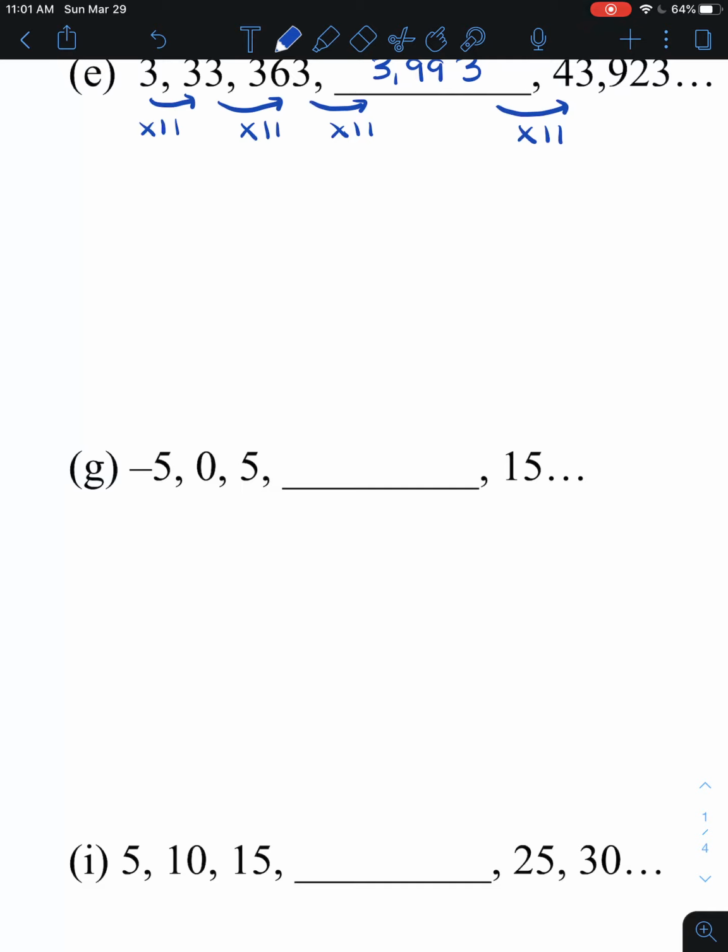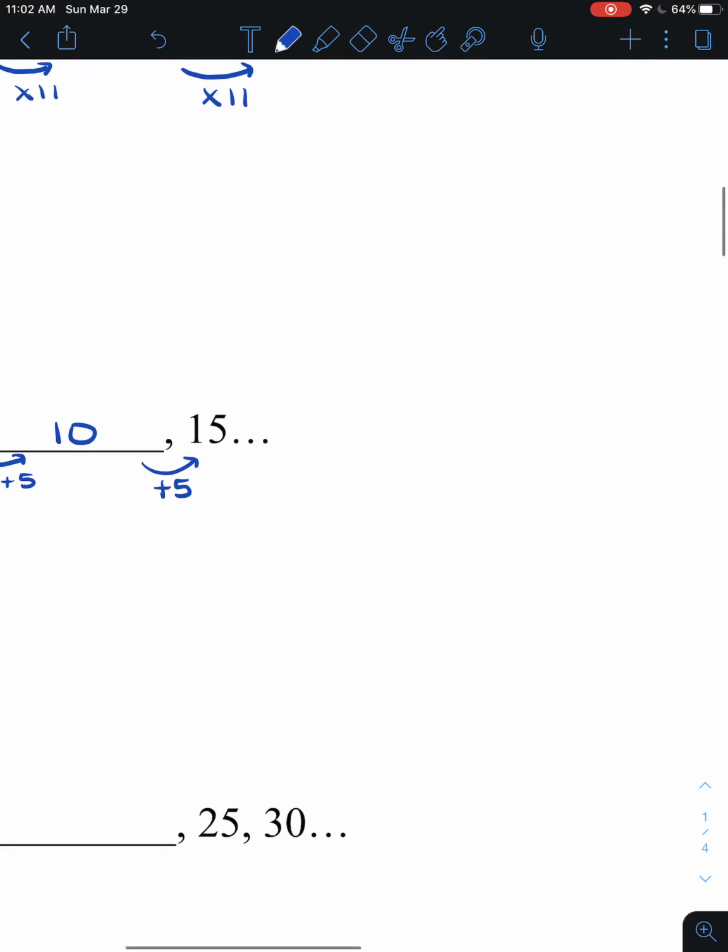So now we're going from -5 to 0. So you could always multiply by 0 to get 0, but then the problem is every other number would be 0 after that, and it's not. We're going from 0 to 5. So it looks like we can't be multiplying, so maybe we're adding. So -5 plus 5 would get me to 0, and then 0 plus 5 would get me to 5. So 5 plus 5 would get me to 10, and another plus 5 would get me to 15. So that works.